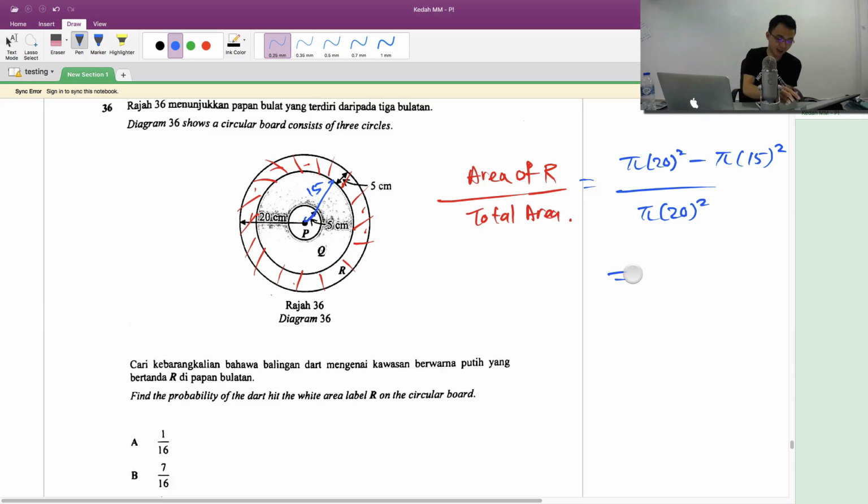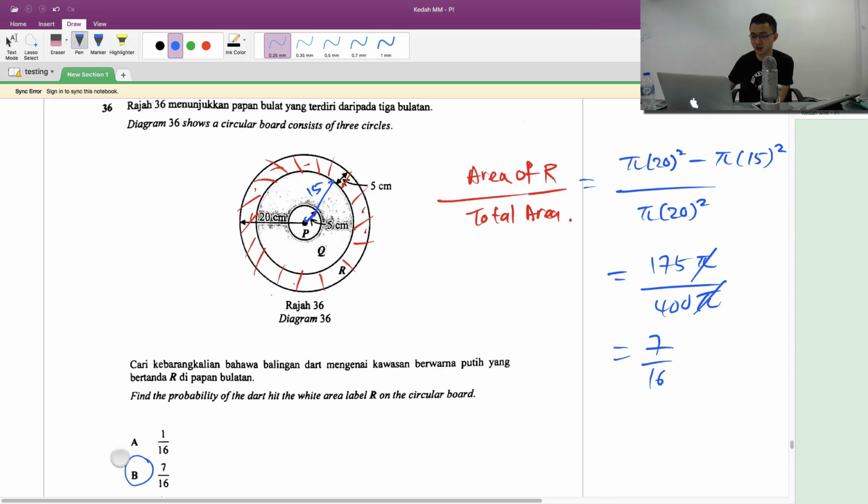So the top is 400 minus 15 square. So I will have 175 pi over 400 pi. Of course, pi and pi I simplify, so I get 175 divided by 400. So the probability should be 7 over 16. So the answer is B. Alright, this is how we solve this kind of question.